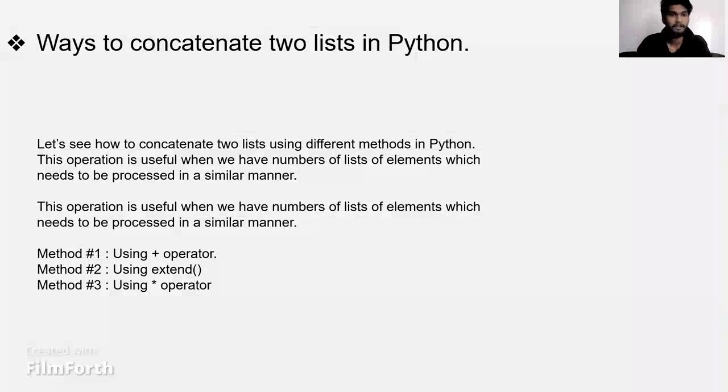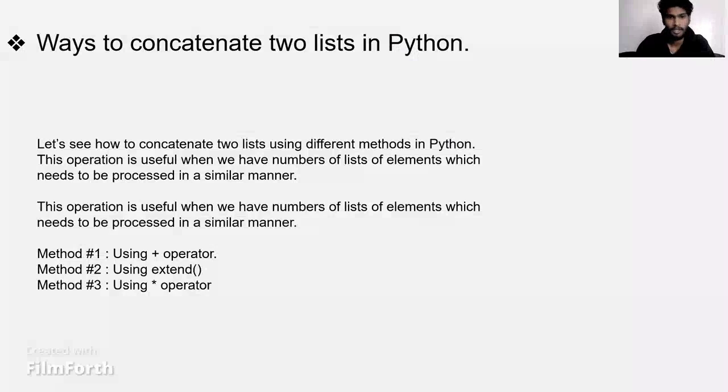Thank you, Harshali. Now we will turn to ways of concatenating two lists in Python. This operation is useful when we have lists which need to be processed in a similar manner. Now there are many more methods to concatenate lists. From those we will see three basic and easy methods.